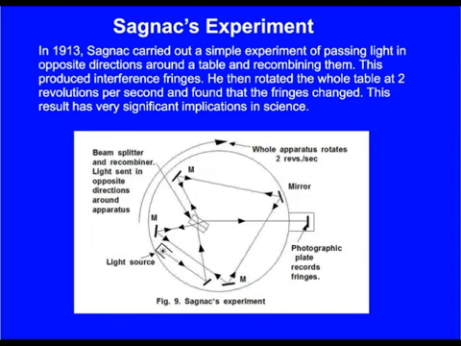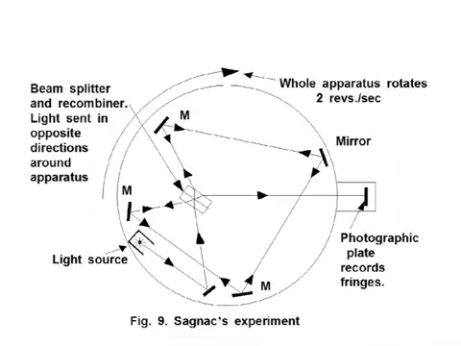In 1913, Sagnac carried out a simple experiment of passing light in opposite directions around a table and recombining them. This produced interference fringes. He then rotated the whole table at 2 revolutions per second and found that the fringes changed. This result has very significant implications in science. It works as follows.